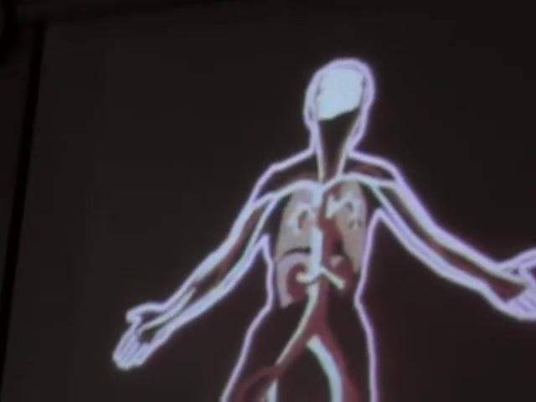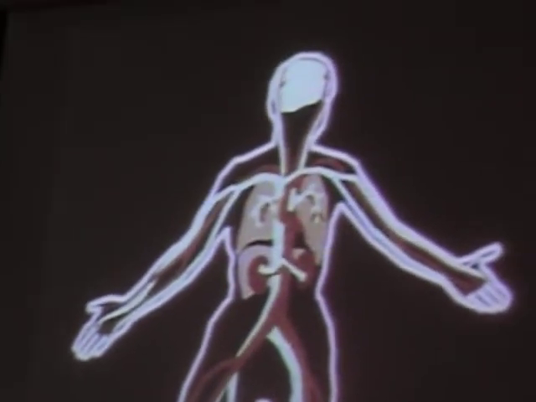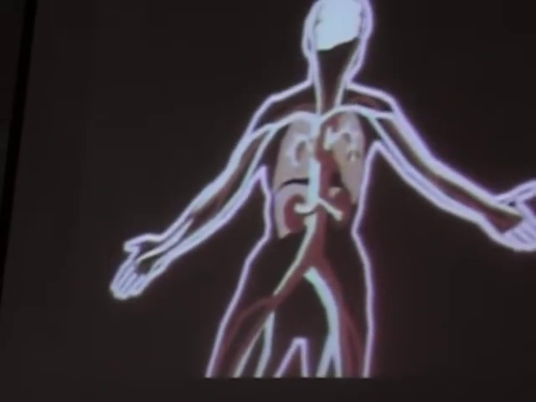Veins and arteries. At the center of our fluid delivery system, the blood circulation. Under pressure from the heart, the blood flows outwards in the arteries, the red tubes here, and back along the veins, the blue ones, after it's delivered its supplies to the cells.